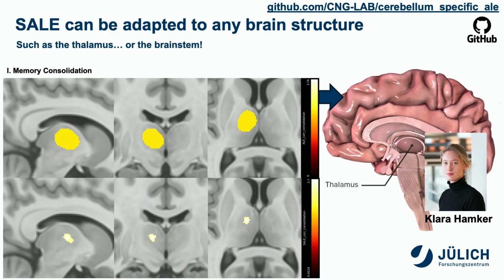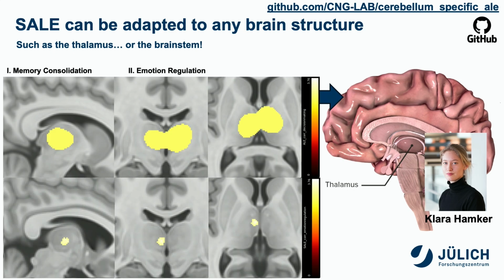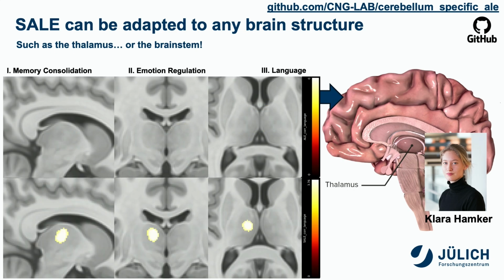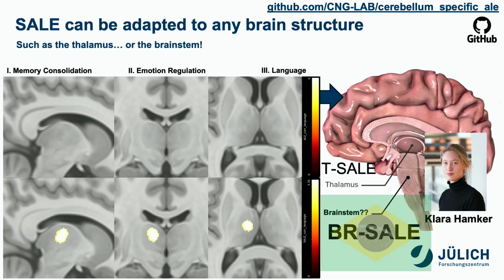On the top you see ALE, and on the bottom you see SAIL, T-SAIL in this case. You see that the results, maybe very specific in ALE, get a lot narrower in T-SAIL where they map. This goes for emotion regulation as well, and for example in language you might not even find convergence at first and do so in the specific variant. Makes me wonder what happens with the brainstem. Maybe with enough data we can do something there, but we have to think about the name, maybe Brazil, I'm not sure.